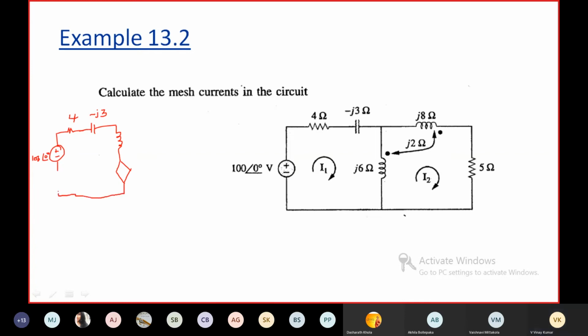Let me include the mutual induced EMF. That can be represented by a dependent source like this. Now the mutual induced EMF in this branch is also represented by a dependent source like this. This is j6, this is j8, and this is 5 ohms.